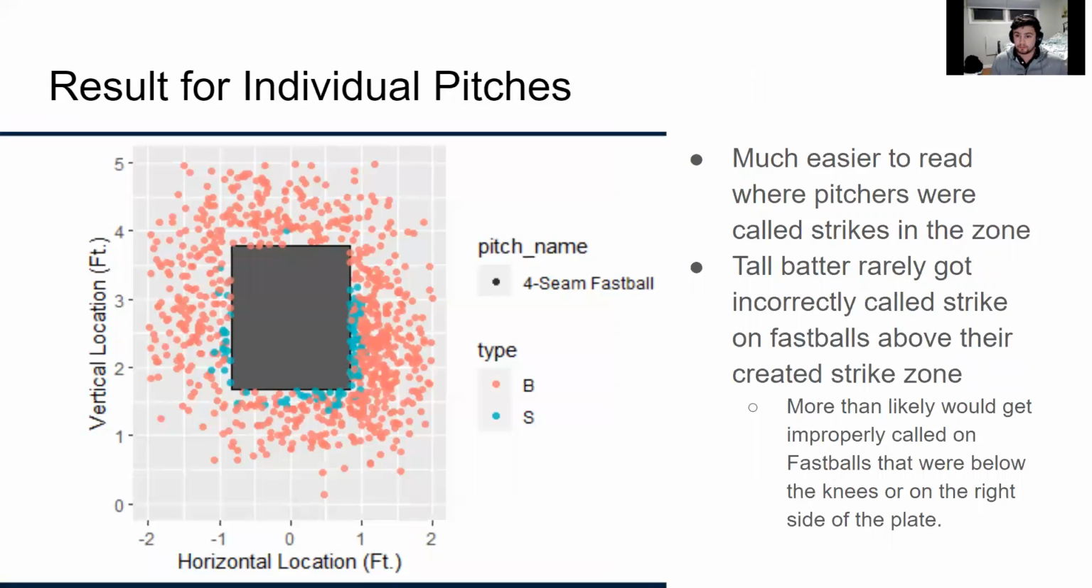And here's what it ended up looking like. It's much easier to read where pitches went and where they're called balls and strikes in the zone. And as you can see from this graph, tall batters rarely got incorrectly called strikes on fastballs above their created strike zone. However, on pitches that were low and away, or low and on the right side of the plate, because this accounts for righty and lefty batters, it seems that there's a higher chance for a player to have a pitch incorrectly called a strike. So this is something a tall player could note in the future.